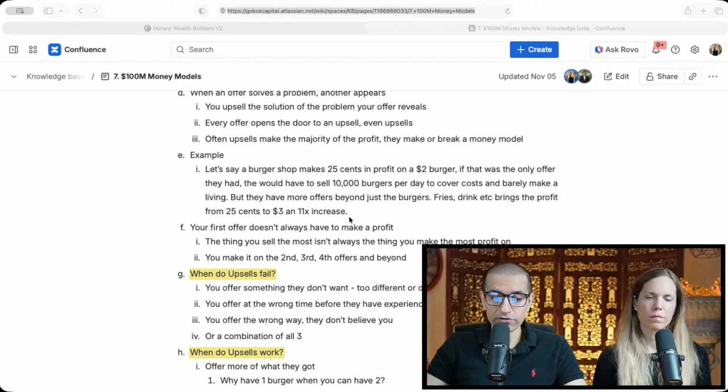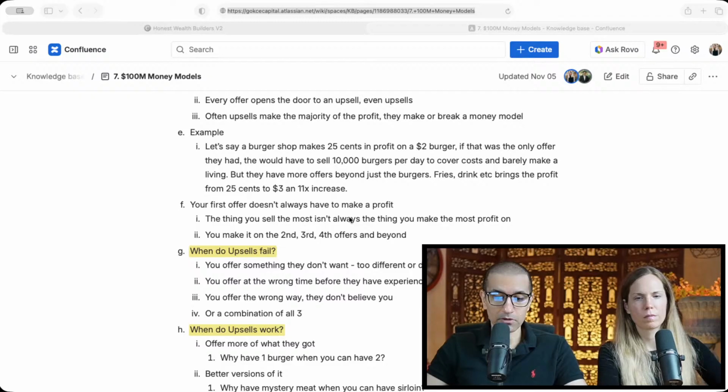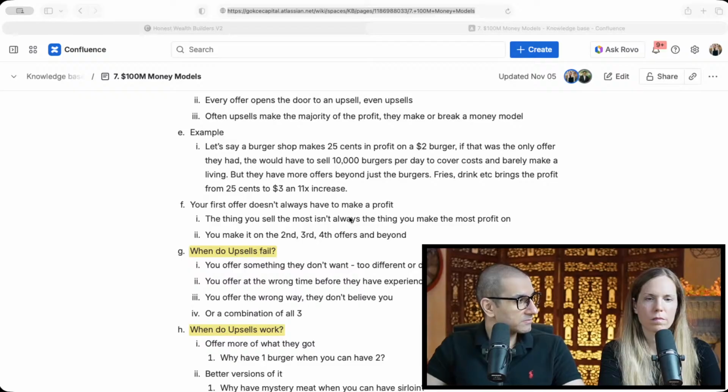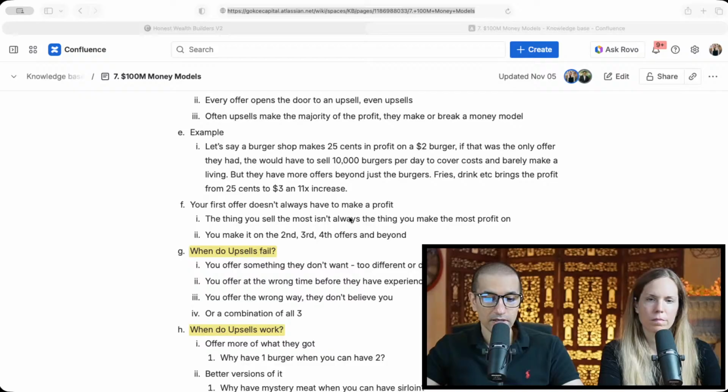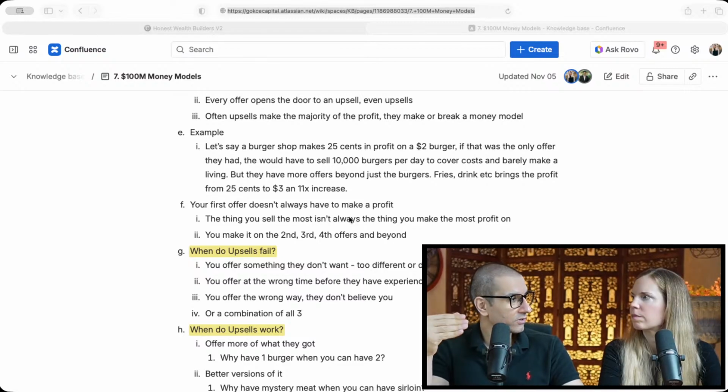Okay. Often, upsells make the majority of the profit. They make or break a money model, right? This is interesting. Just like I said, McDonald's doesn't make a ton of money from burgers, but they make a ton of money from fries and nuggets and apple pies, right? And the more money you make from your upsells, the less you can afford to make from your main offer, right?